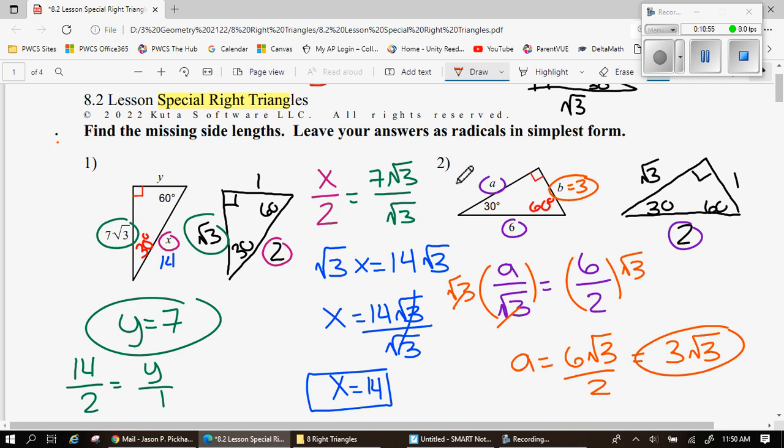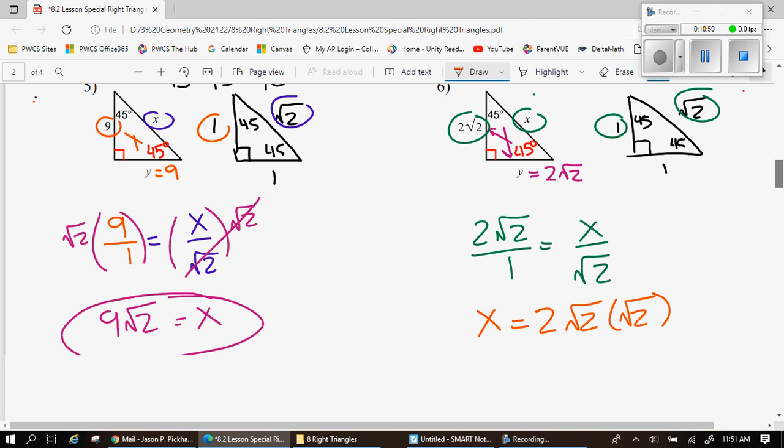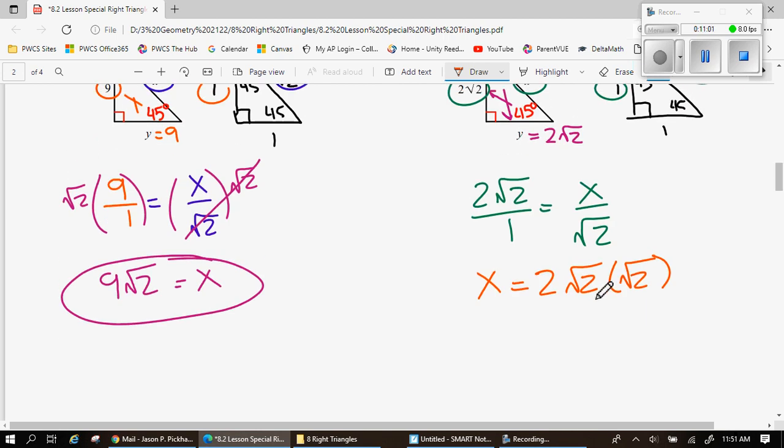And so just like before, when I could have the 2 and the 7 interact, but they don't interact with the root 3, now I can have these two square roots of 2 interact. The square root of 2 times the square root of 2 is just 2. If you didn't know how to do that, you can use your calculator. That's fine. Square root of 2 times the square root of 2 is 2. So here I get 2 times 2, which is 4.